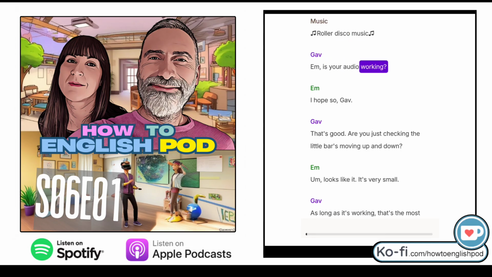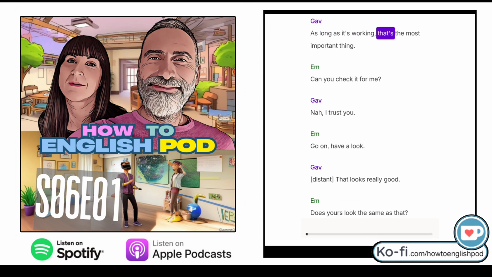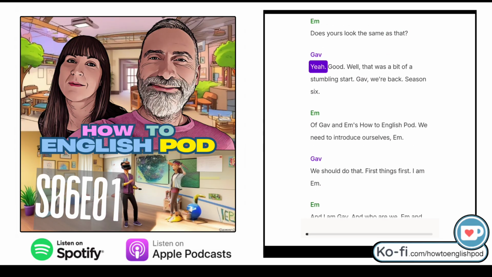Em, is your audio working? I hope so, Gav. That's good. Are you just checking the little bars moving up and down? Looks like it. It's very small. As long as it's working, that's the most important thing. Can you check it for me? No, I trust you. Go on, have a look. That looks really good. Does yours look the same as that? Yeah. Good. Well, that was a bit of a stumbling start.